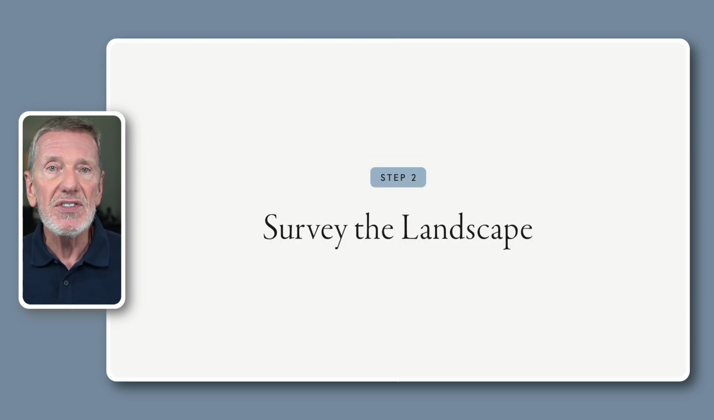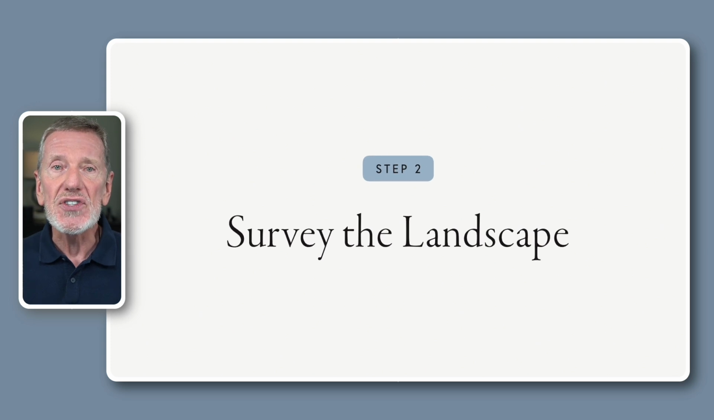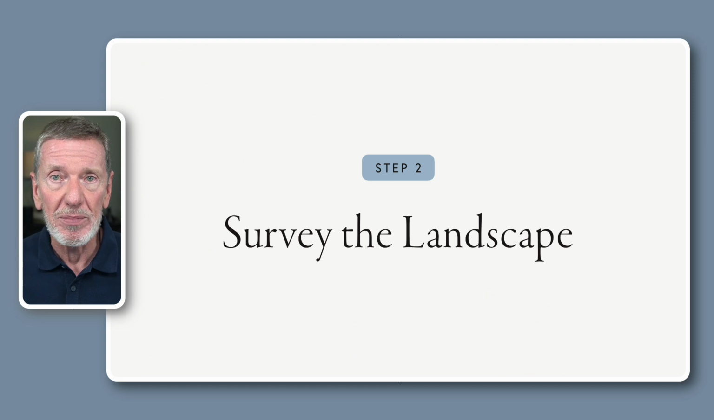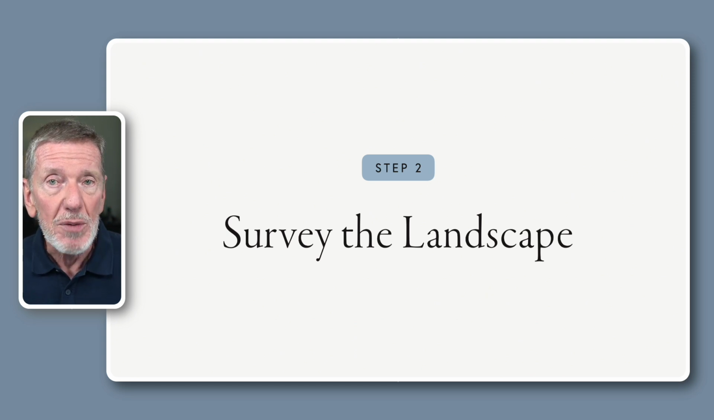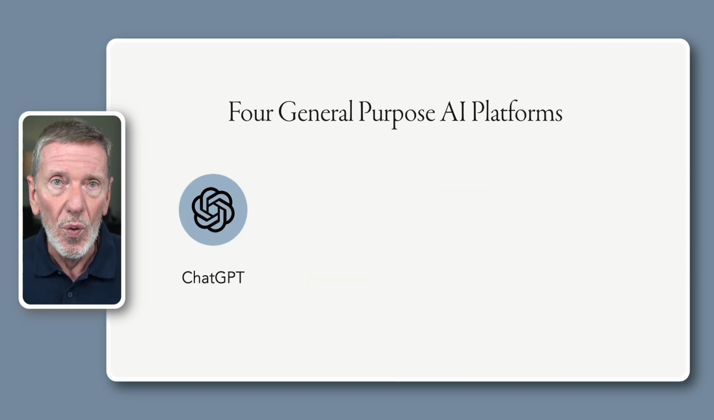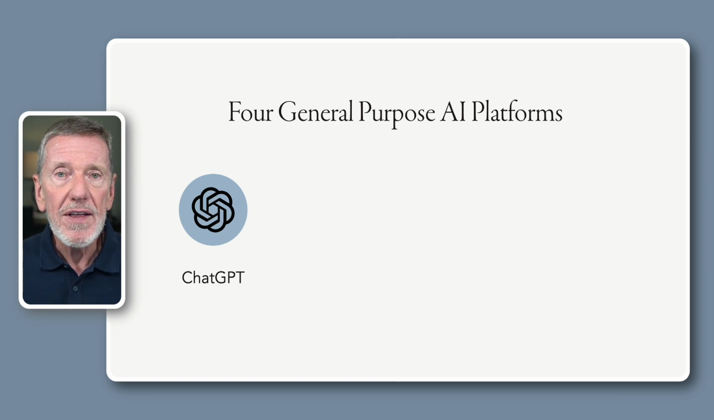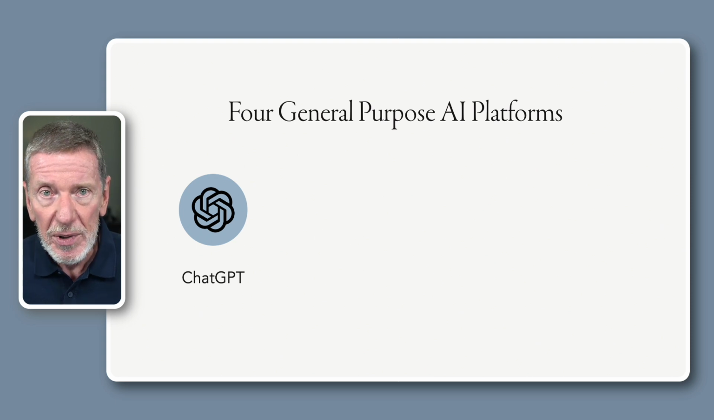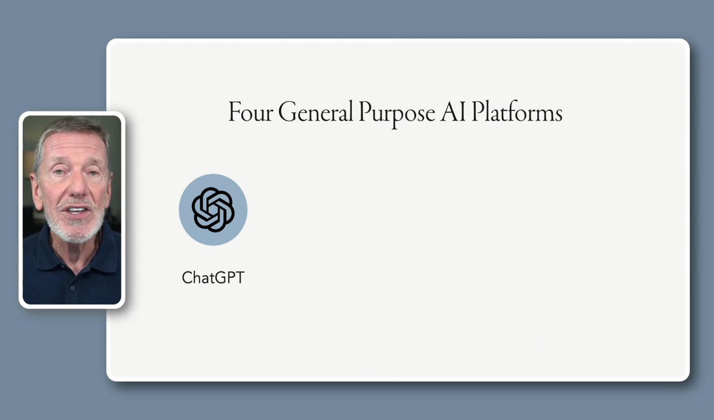So that brings us to step number 2, and that is to survey the landscape. So, which platforms are the main players? While there are many, the market is currently dominated by 4 general purpose AI platforms. So let's take them one at a time. First of all, there's ChatGPT from OpenAI. That's the company name. This is the one that really brought AI into the mainstream. It's known for being incredibly versatile, creative, and having the largest user base by far.